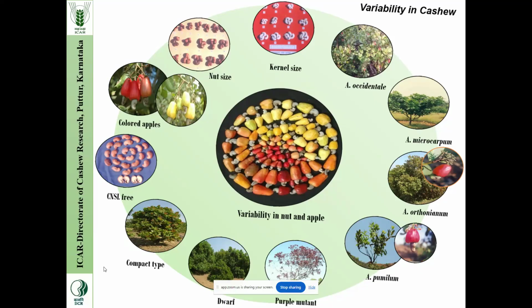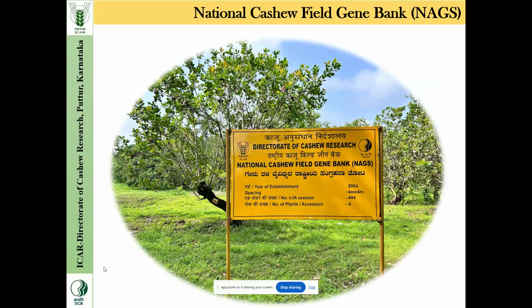And we have some other species which belong to the Anacardiaceae family, that is Anacardium occidentale, Anacardium microcarpum, Anacardium othonianum, and Anacardium pumilum. These species are mainly important in crop improvement programs. So this is the pictorial view of the National Cashew Field Gene Bank, which we have in our institute. Here we have considered more than 600 genotypes.